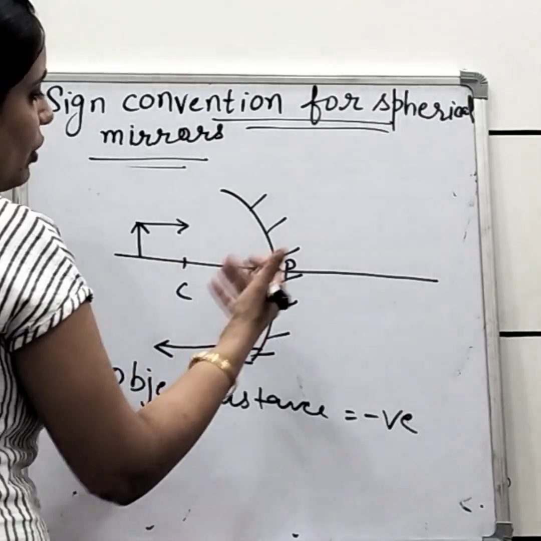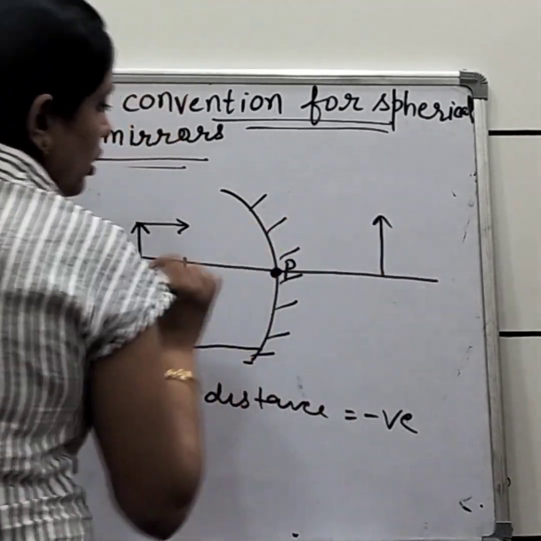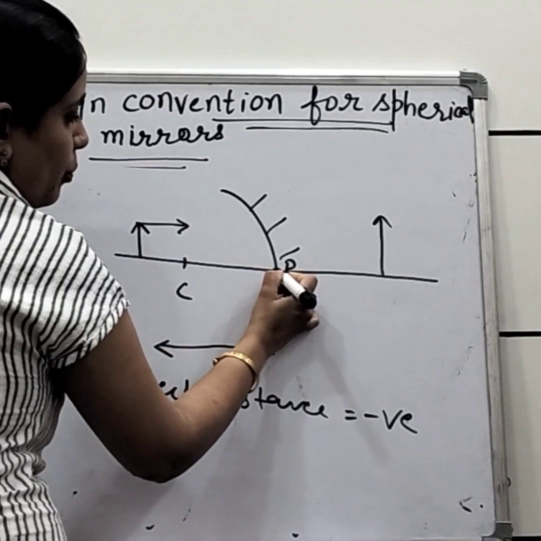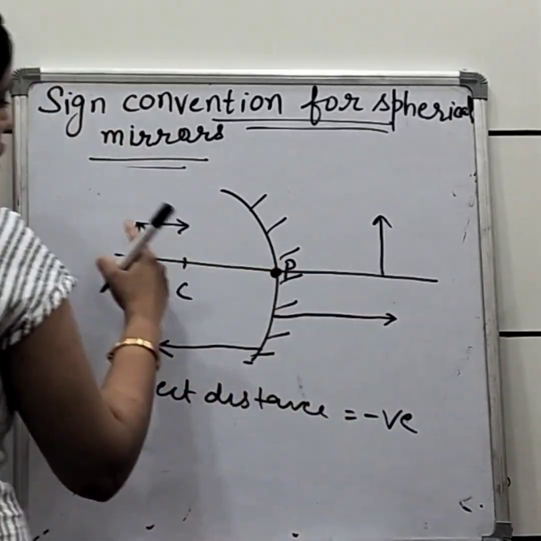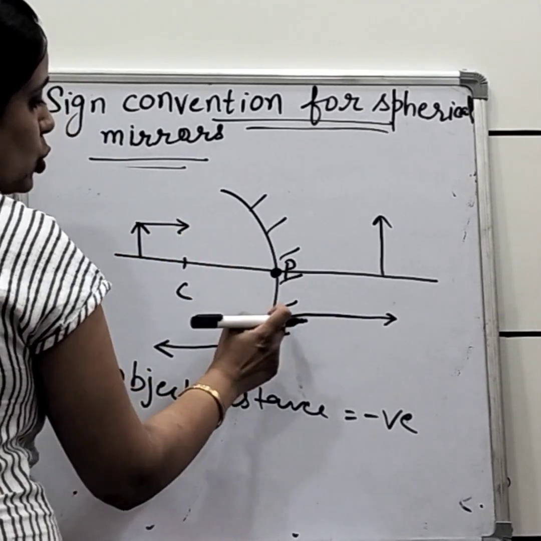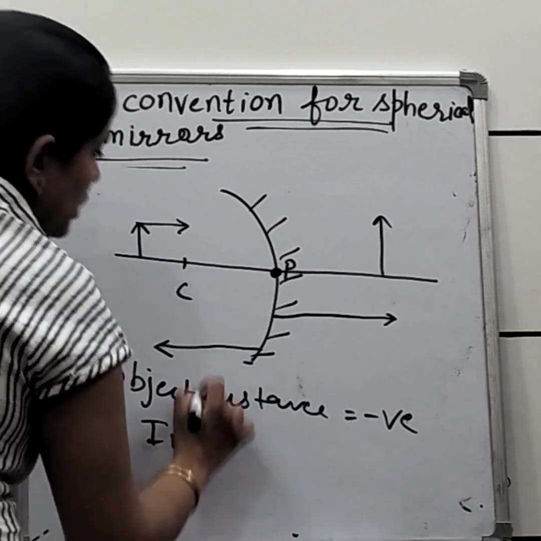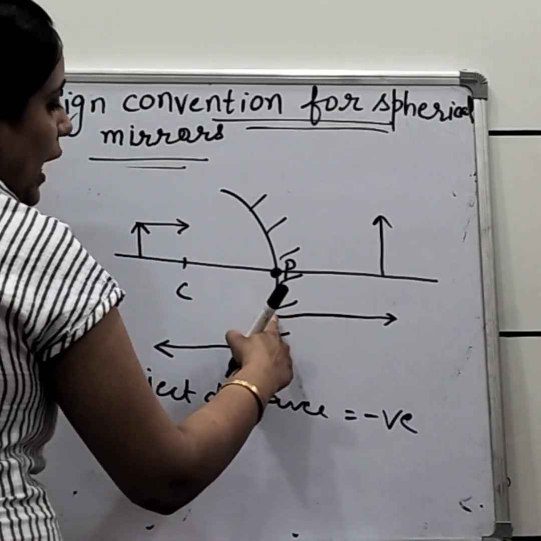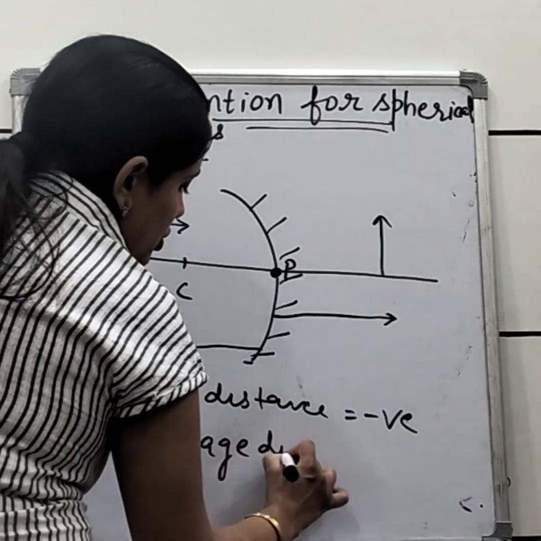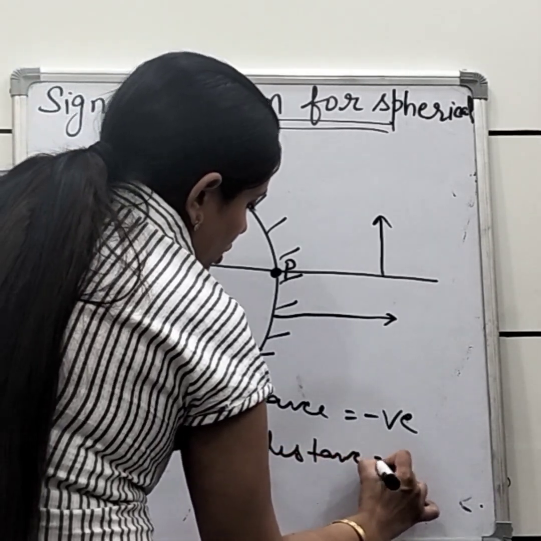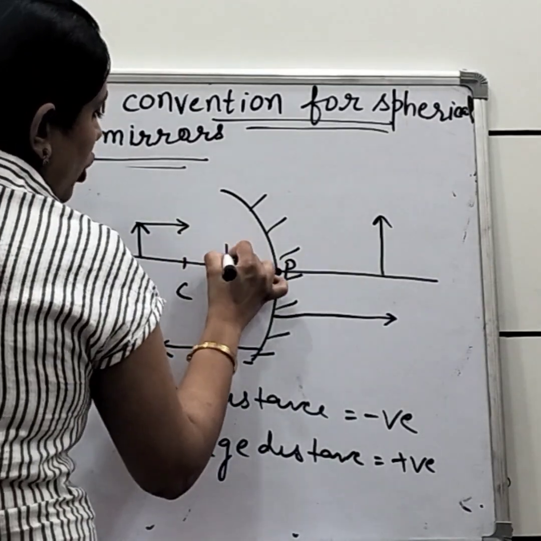For example, if the image is formed on the back side, say the image is formed here, then you have to measure the distance from the pole. So move to the right direction, and the incident radiation also goes in the right direction. So the distance of the image from the pole is taken as positive, because the direction of the incident radiation and the direction of measuring are the same. So image distance is taken as positive in this case.